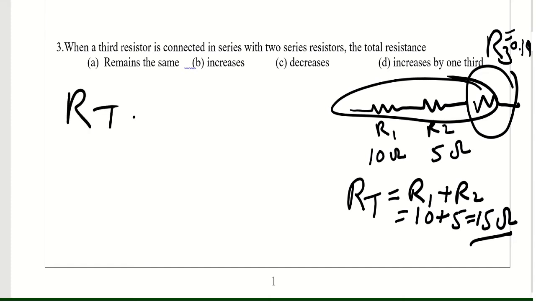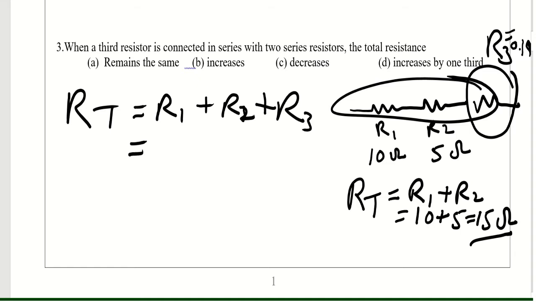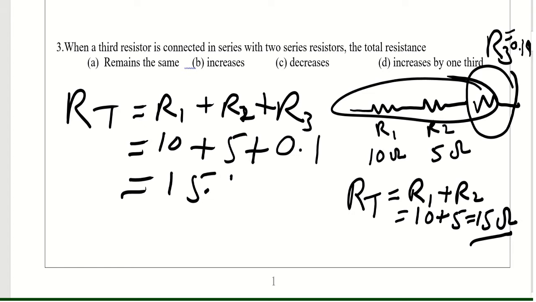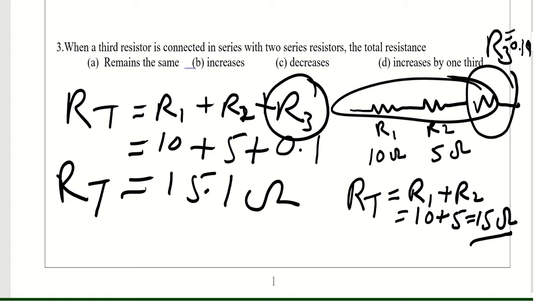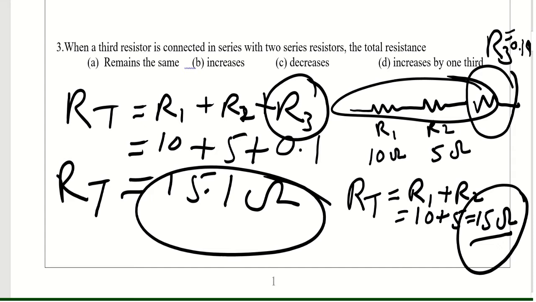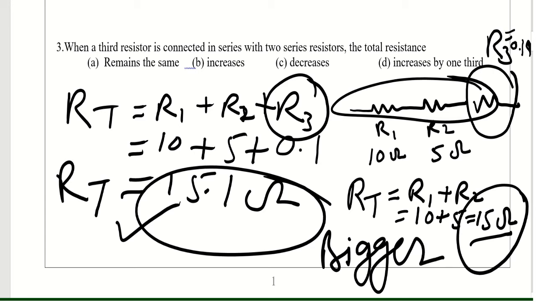Now with three resistors, the sum will be 10 plus 5 plus a very small value, which we add last, equal to 15.1 ohm. Whether the third one is a small value or a big value, if you compare, this is bigger. This value is always bigger. So it increases, and option B is the correct option.